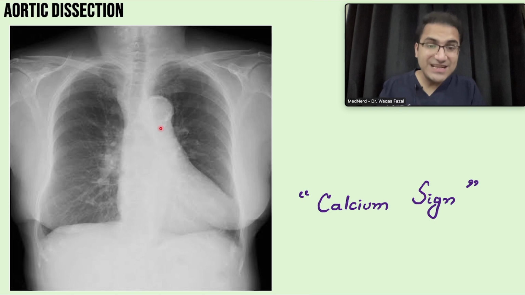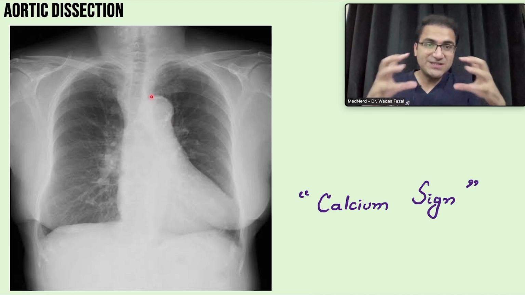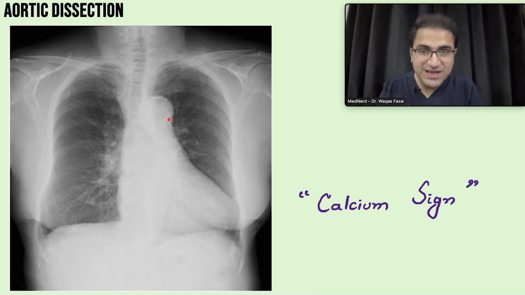Another sign is the calcium sign. Normally, old patients have a calcified aorta. In aortic dissection, since the vessels will be enlarged and huge, this calcium sign will move outside and be located out here. If the calcium sign moves from this place to another place and is 6 mm away, that indicates that the patient might be having an aortic dissection.